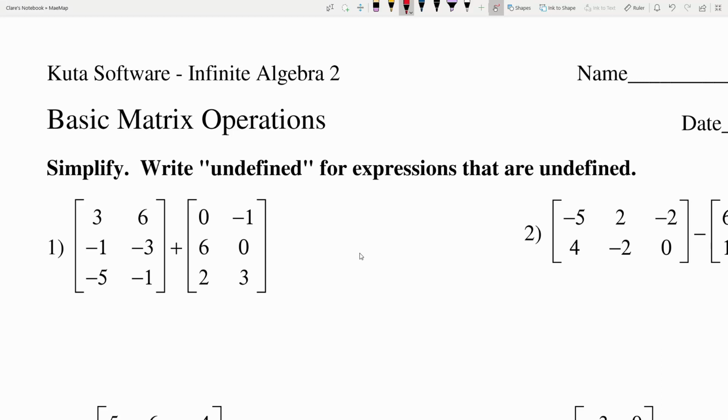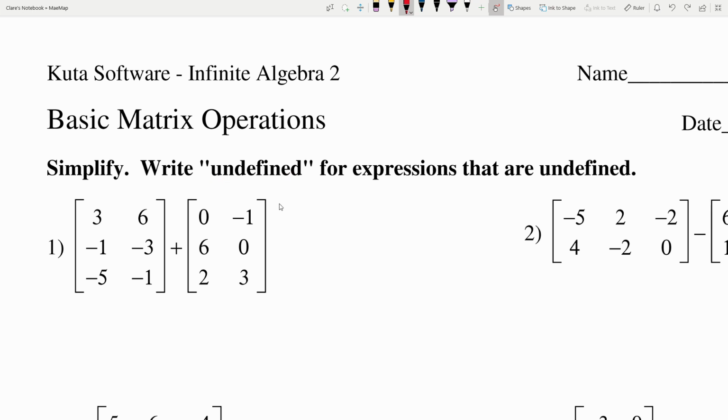In this video, we're going to complete the Kuta Software Infinite Algebra 2 free worksheet, Basic Matrix Operations. For those basic operations, we're either going to be adding two matrices together, subtracting one matrix from another matrix, or multiplying a matrix by a scalar. Our directions say to simplify, and write undefined for expressions that are undefined.